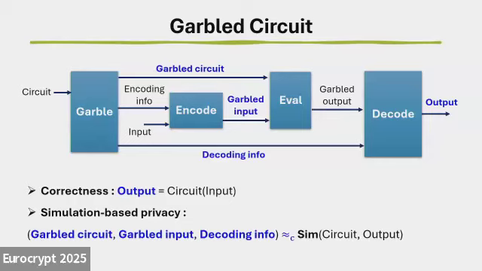Here we have 4 algorithms: garble, encode, evaluation, and decode, and there are a couple of guarantees, such as correctness. The garbled circuit should compute the same function as the original circuit. And this computation should not leak anything substantial beyond the output. So we typically use a simulation-based definition. There exist efficient simulators such that the simulated view is computationally close to the real view.